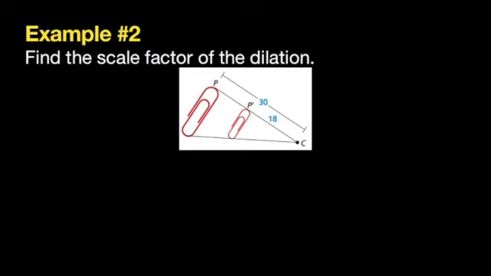Once again, we're going to use our formula. So we're going to put L prime is equal to R times our original length. In this case, the length from the bigger paperclip P to our center of dilation is actually 30 units. So we're going to start with R times 30. We don't know what R is. And now our length prime, from P to our center of dilation, is going to be 18.